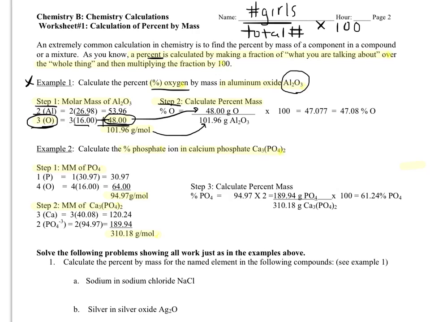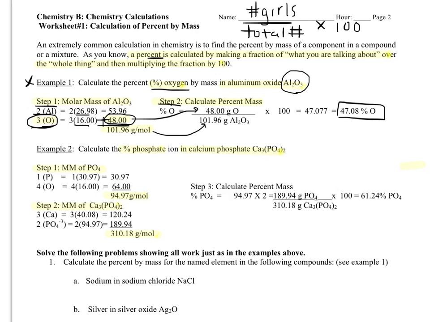I divide 48 by 101.96. I multiply by 100, and I get a number that I can round to 47.08%, meaning in the whole compound aluminum oxide, a little less than half of the weight is coming from the oxygen. All right, so hopefully that seemed relatively straightforward, particularly once you get a little bit more practice.